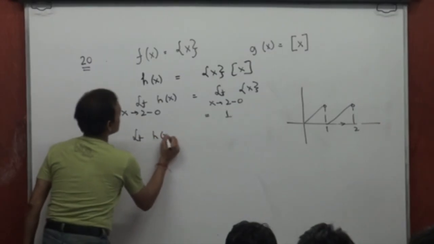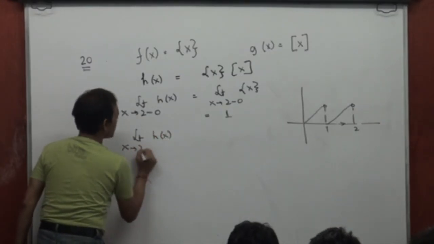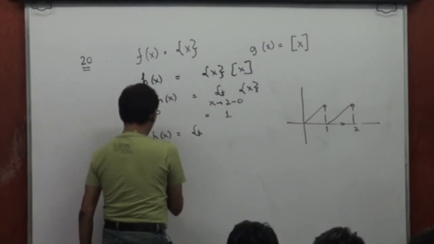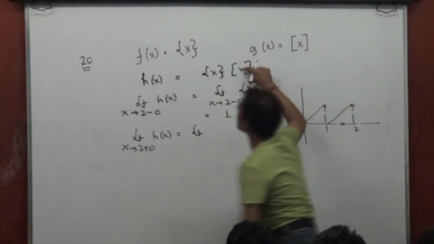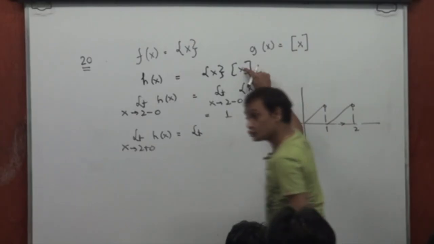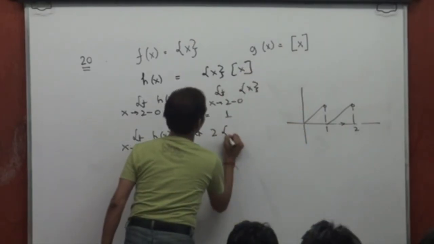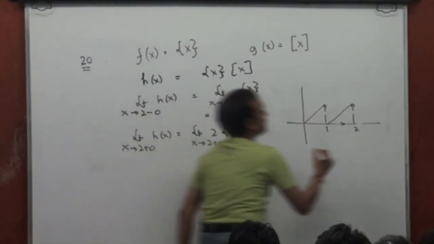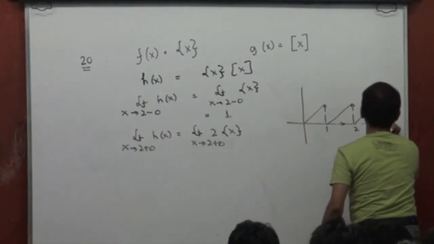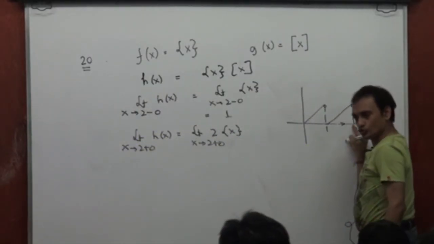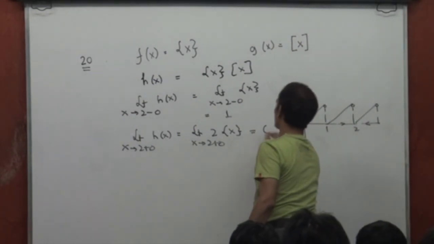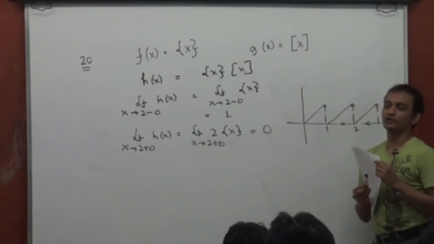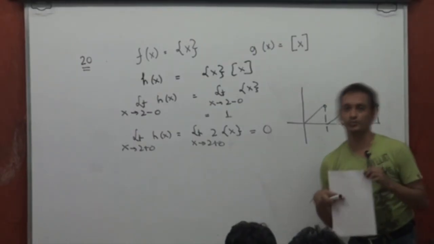Limit h(x), x tends to 2 from the greater than 2 side is, well, when x is slightly greater than 2, box x is identically equal to 2. So this becomes 2 into the fractional part of x, x tends to 2 from the greater than 2 side. And when x tends to 2 from the greater than 2 side, the fractional part of x tends to 0. So the left hand limit is not equal to the right hand limit. The function suffers from an irreparable discontinuity.